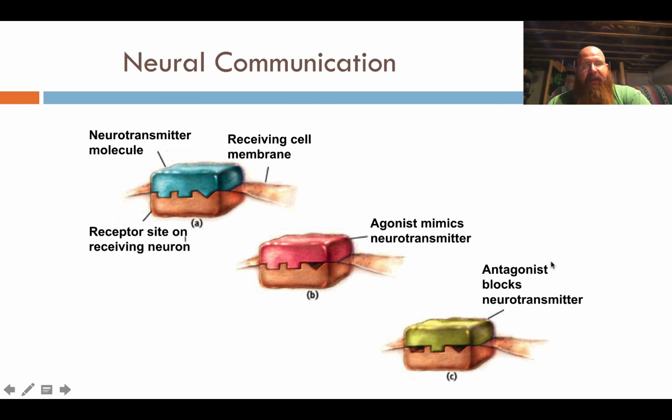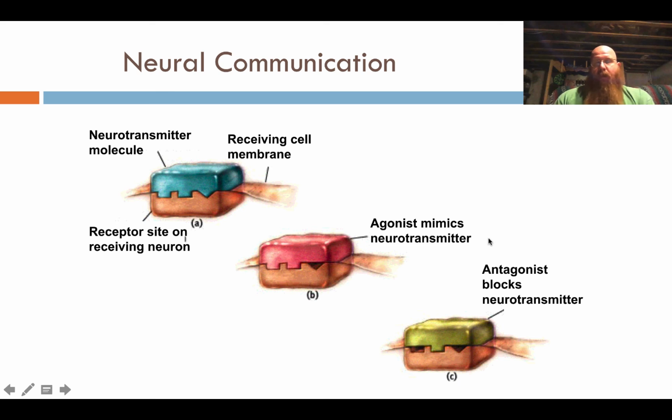But an antagonist actually blocks the neurotransmitter. This will fit into the cell somewhat, or fit into the receptor, but it's not close enough to the actual molecule for it to fire. So it decides, I'm not going to fire.